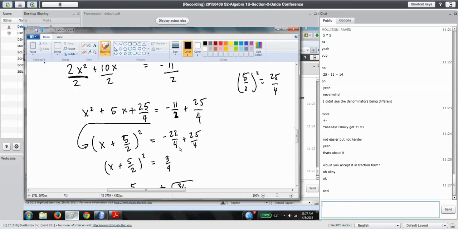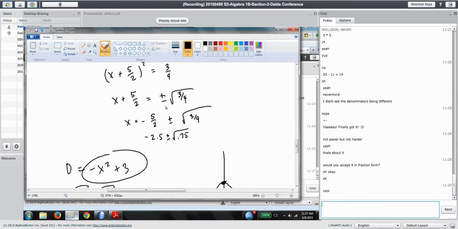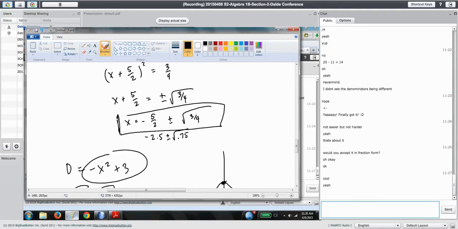Then I took the square root of both sides, not forgetting my plus or minus. Then I pushed the negative 5 halves over to the right-hand side, and this was my answer. Technically, you're going to have to figure out, using your calculator, what negative 2.5 plus or minus the square root of 0.75 is. And that's what you plug into your answer. But that's the finished stage at that point. You're done. Are we good? I recapped the whole thing for you.